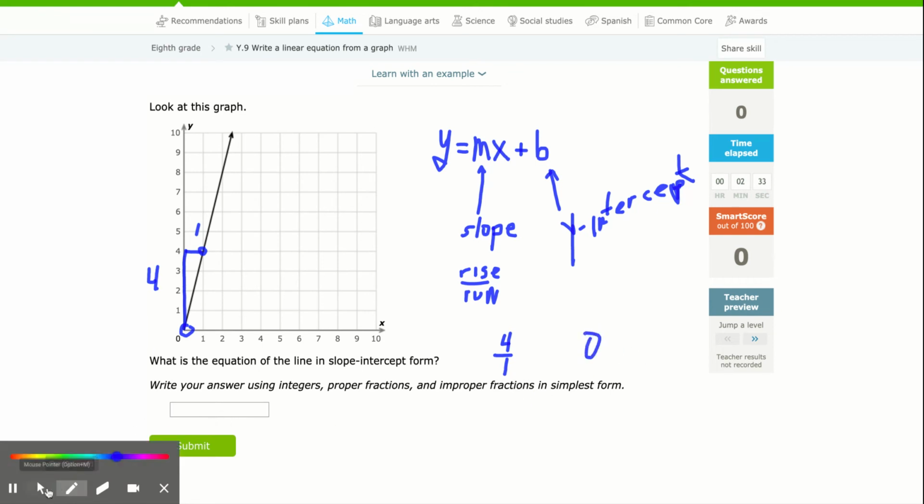So I go to type that in, and all I need to do is type in y equals 4. Always remember to type in x, and then plus 0. But do we need to write 0? We don't need to write 0, so I'm not going to write 0. Oops. What is going on here? I was backing out. y equals 4x plus 0.